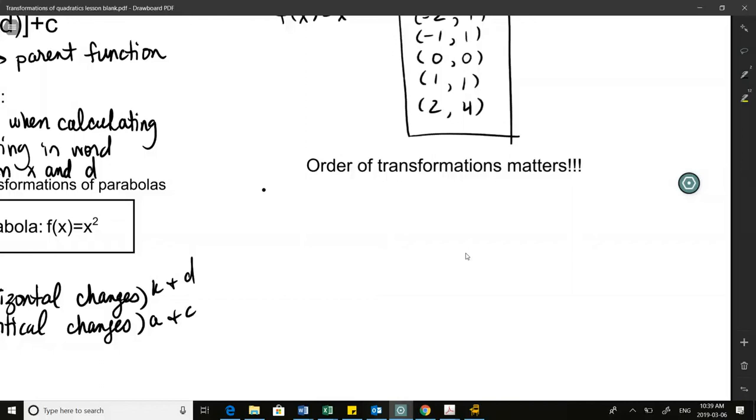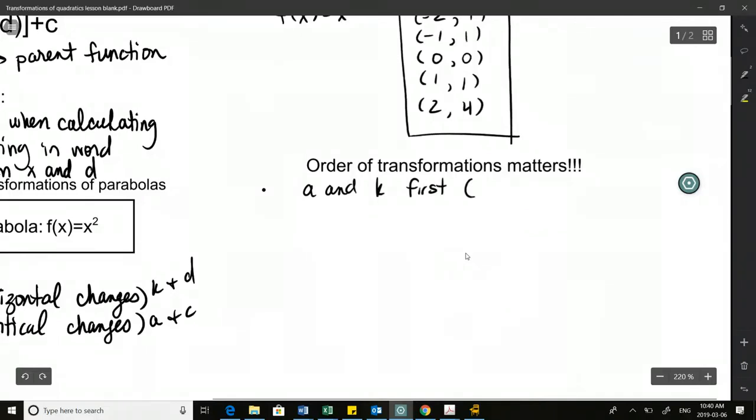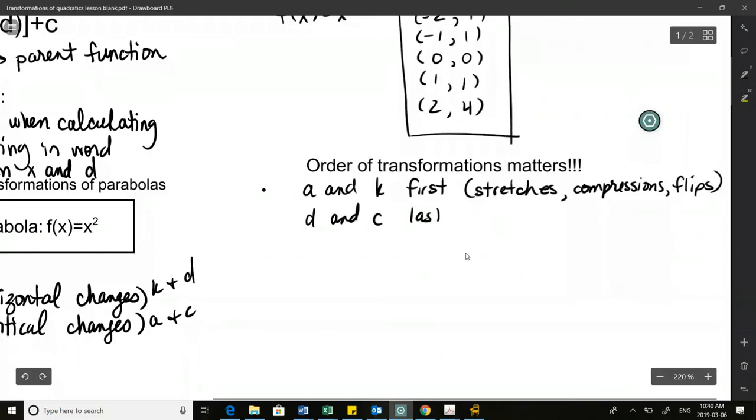Now, the way that I'm going to teach you to do this, it takes care of all of that for you, which is awesome. But we should still remember that A and K come first because they are stretches, compressions, and flips. They're multiplications. And then D and C come last. They are shifts. So shifts are always last.